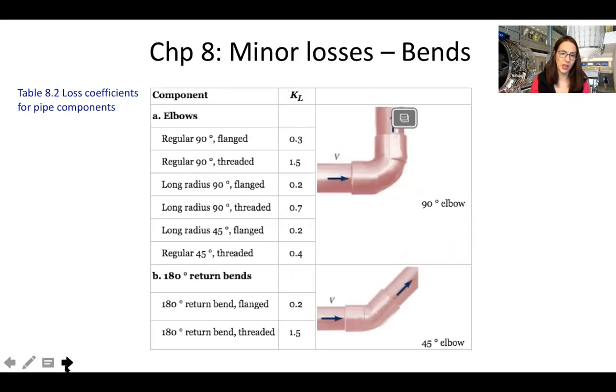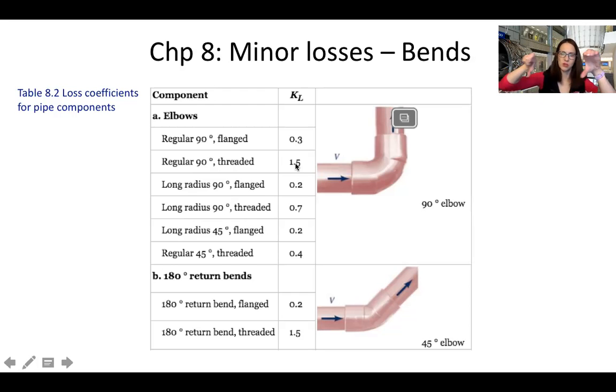Basically a really long table. It's on the next 3 slides of all sorts of different pipe components. So 90-degree and 45-degree elbows, threaded or flanged. Your problem should tell you if they want you to assume threaded or flanged. Threaded has higher losses associated with it. So that's when the components actually are threaded and you have to screw them together.